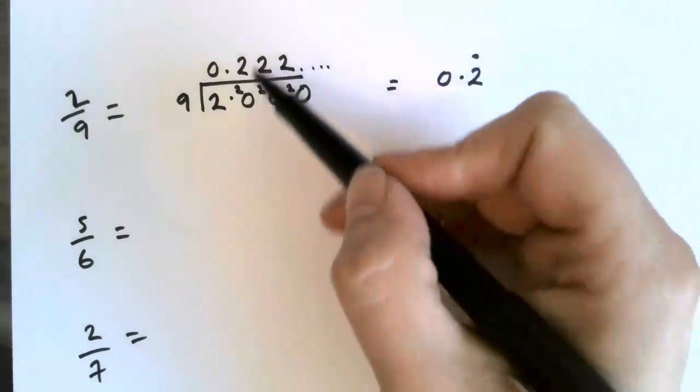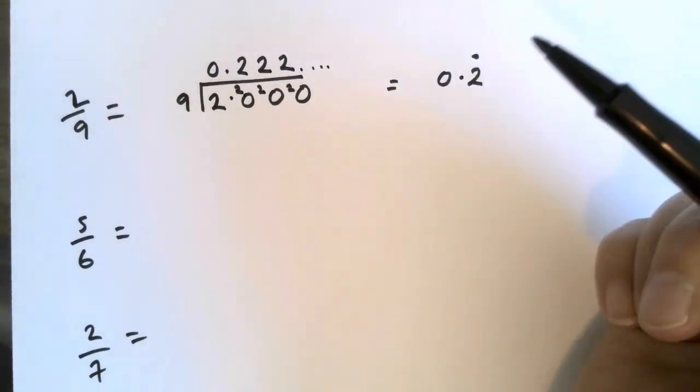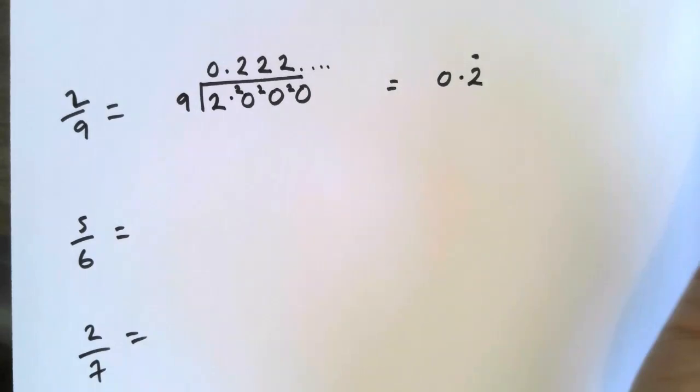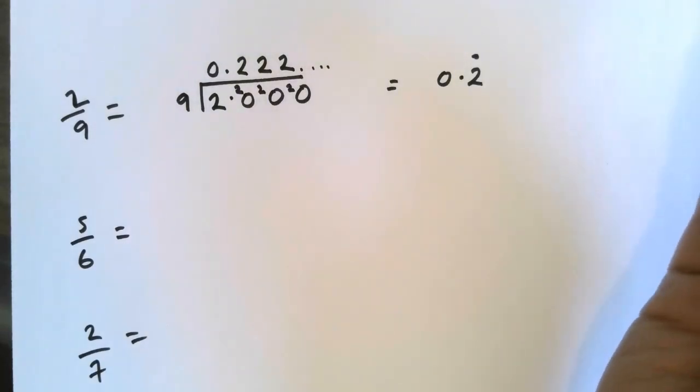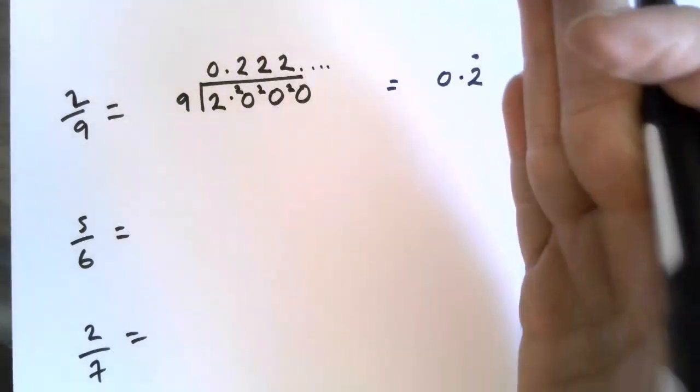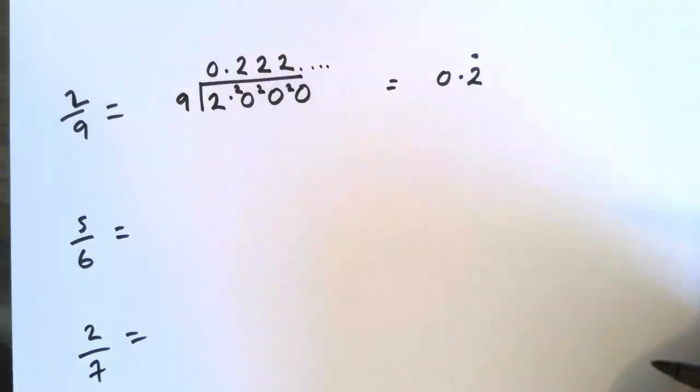Okay, so you just have to keep going with ones like this until you see the pattern emerging, and then you realise, oh look, I'm going to end up getting the same thing happening over and over. So I can write it as a recurring decimal.